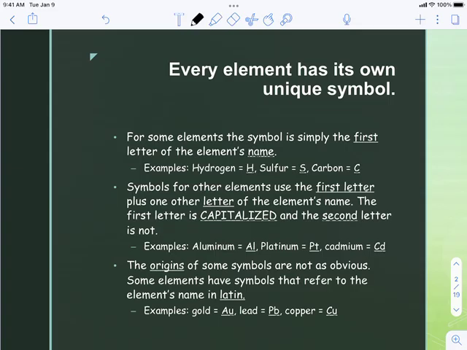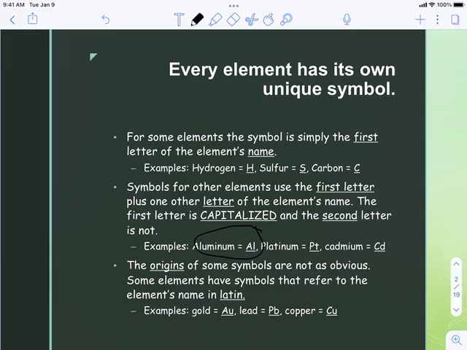Your example would be hydrogen, capital H. Sulfur is capital S, carbon is capital C. If it has two letters with it, the first letter will always be capitalized, and the second letter will always be lowercase. Your example there is aluminum. Notice the capital A, lowercase l, platinum, the capital P, lowercase t, and then cadmium.